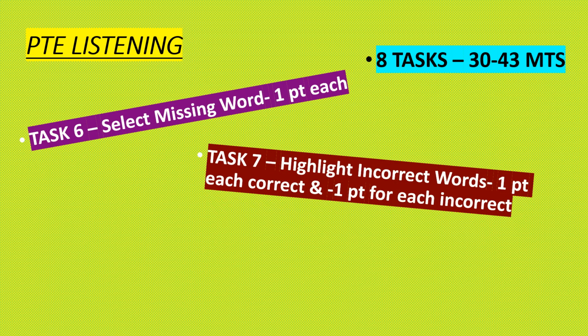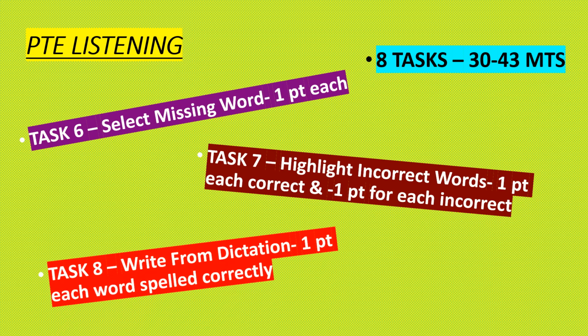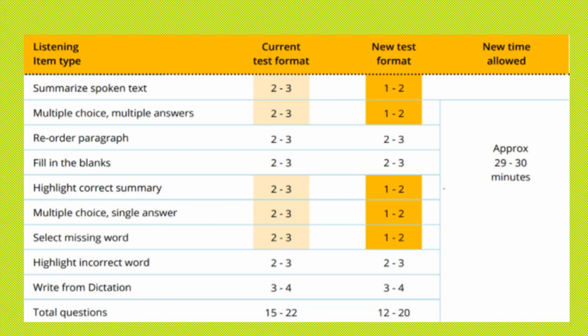Task 7 is highlight incorrect words, 1 point each, and -1 for incorrect. And task 8 is write from dictation, 1 point each word spelled correctly. So let's start and take a look at the format.